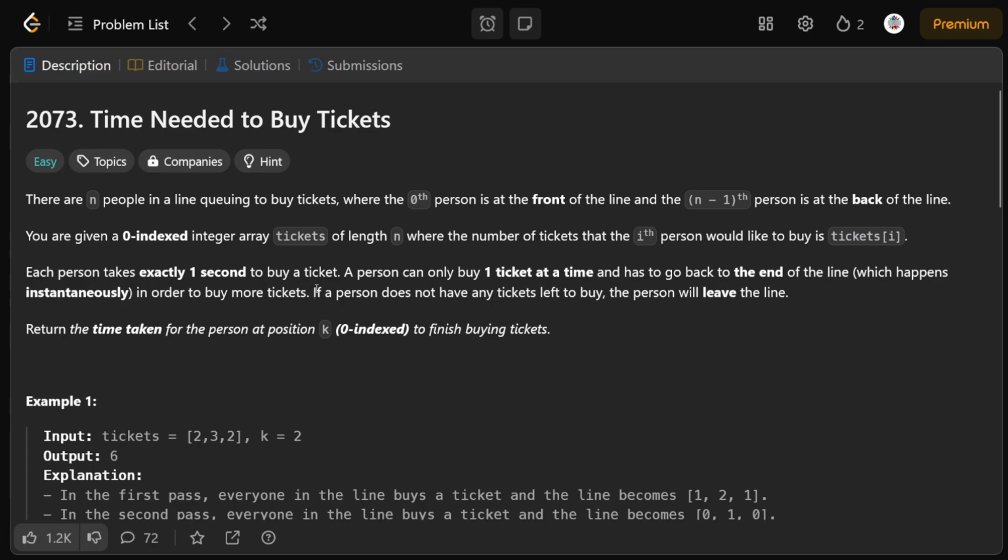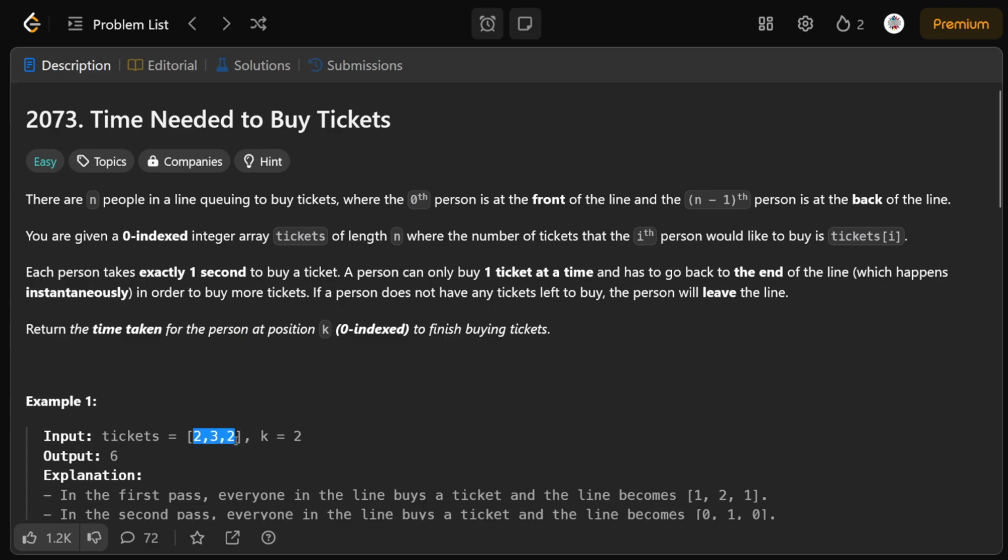They are also saying that if a person does not require any more tickets, having completed buying their ask, and the count becomes zero, they don't want any ticket further. They need to be removed from the queue, they go out of the queue, and this person leaves the line. So we are required to find the total time taken to buy all the tickets for a particular person, or a particular index.